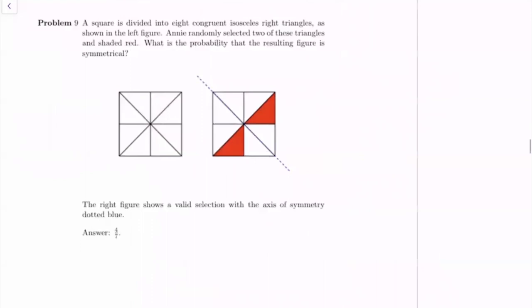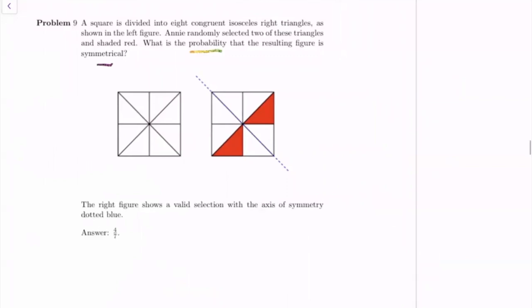Question number nine. A square is divided into eight congruent isosceles right triangles as shown in the left figure. You randomly select two of these triangles and shade them red. What is the probability the resulting figure is symmetric? Like this one is symmetric, because if you fold along this symmetric line, the two parts overlap.